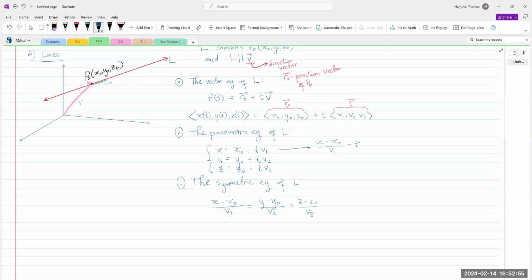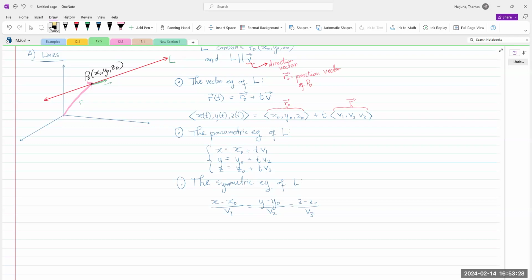Now each way of writing it has its own good thing. But one of the weaknesses of the symmetric equation is what happens if one of your v's is actually equal to 0. Then we cannot use the symmetric equation, or the symmetric equation needs to have some extra description.